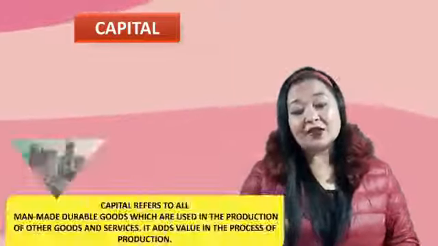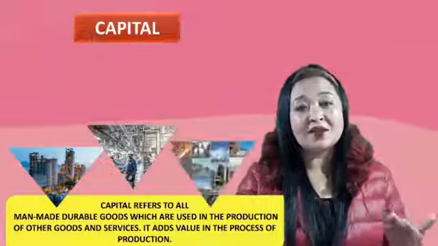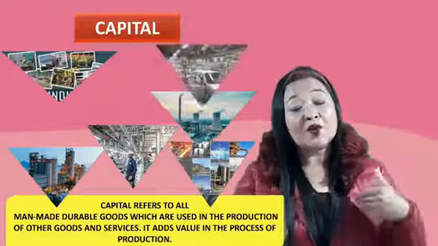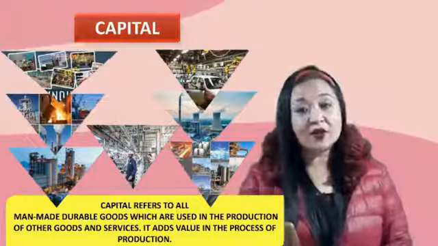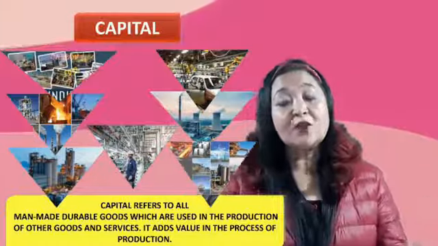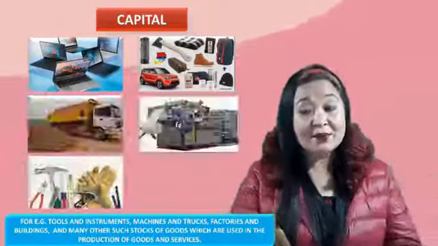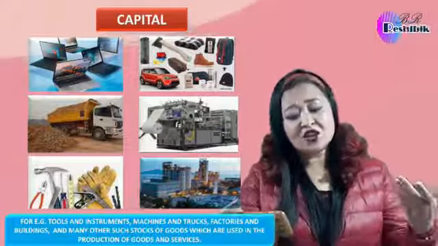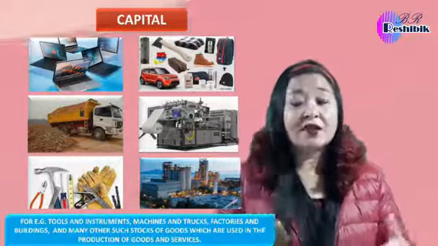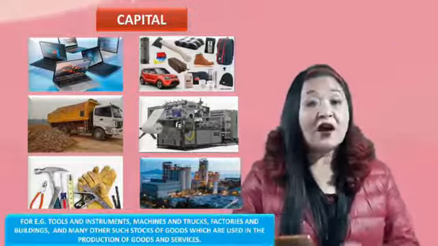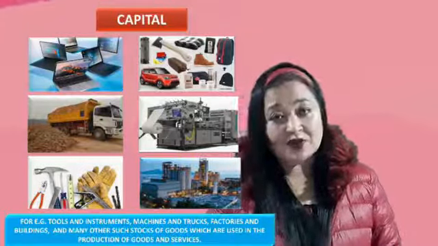So let's get started. Well, first of all, what is capital? Capital refers to all those man-made durable goods which are used in the production of other goods and services. Okay, it adds value in the process of production. To name some, for example, tools and instruments, machines and trucks, or factories and buildings. And many other such stocks of goods which help in the production of other goods and services are called capital in economics.